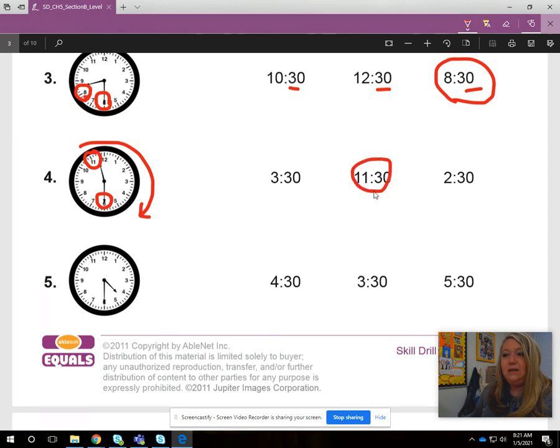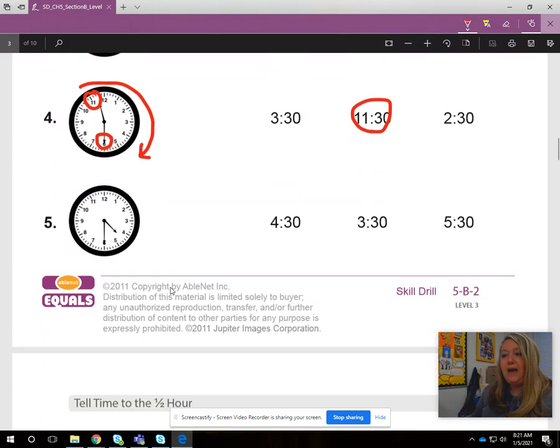30 right there. Okay, down at the bottom, number 5. We know it's a 30. That's our long hand. We're looking at the short hand now. It was on the 4. It's not quite to the 5 yet. That means that it's 4:30. So I'm going to circle 4:30.